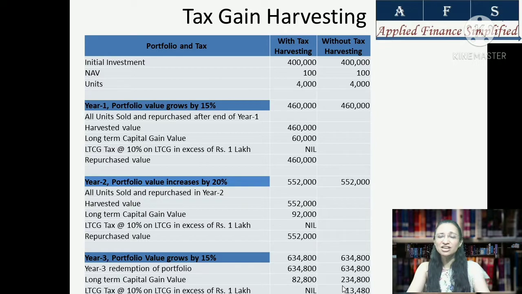Now friends, this is a very simplified example, but it helps you understand how taking the benefit of the exempt limit of 1 lakh per annum will help us save taxes in the long run.